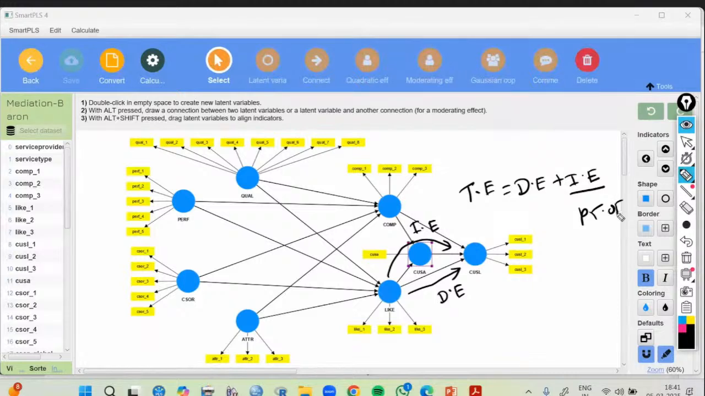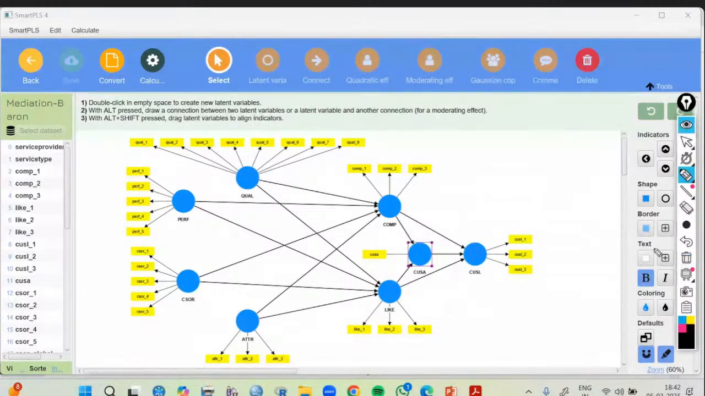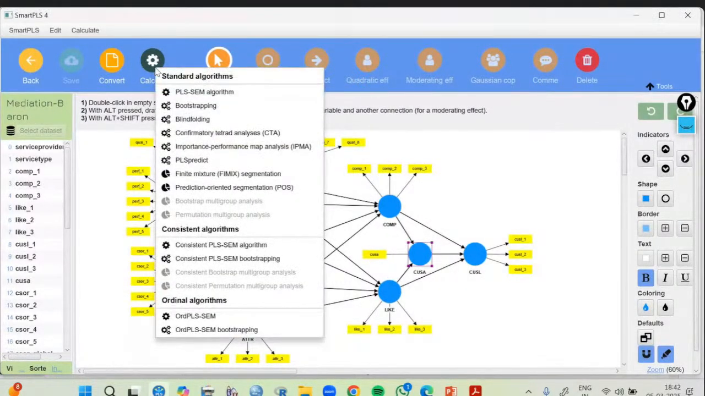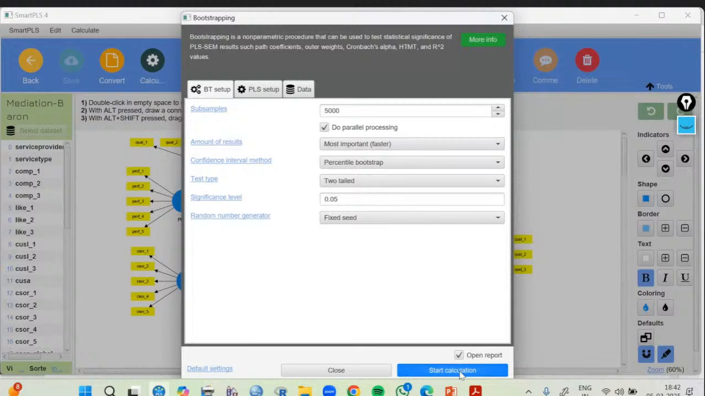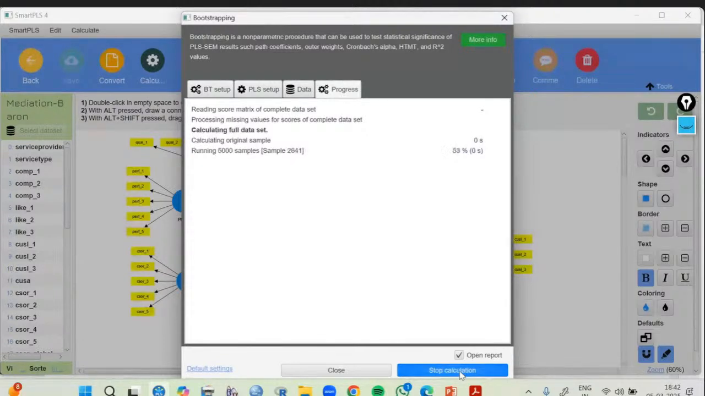If it is significant, there is mediation. Now we will check whether the direct effect is significant or not. If it is significant, then partial mediation. If it is not significant, then full mediation. So we will check whether the direct effect or indirect effect is significant or not. I am performing bootstrapping, through which we can check whether the direct effect or indirect effect is significant or not.